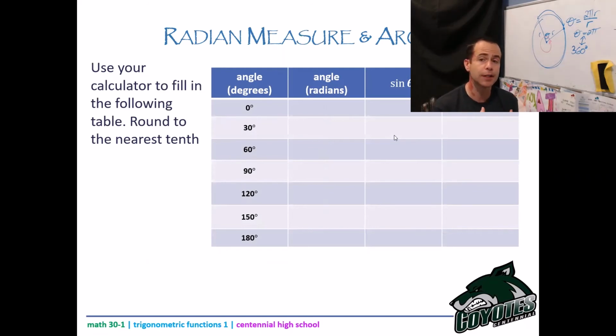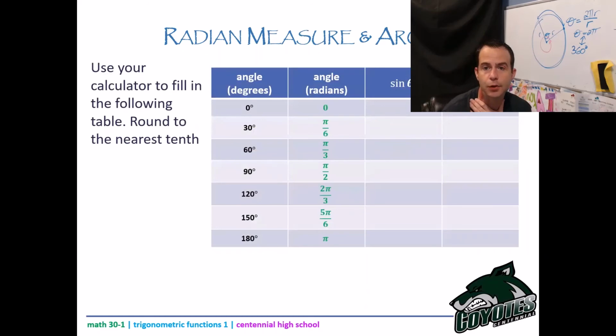But the first thing I want you to do is pause me and take all those angles and convert them to radians, okay? Just go to 180 and then we can follow together. Okay, and so this is the one you should have gotten for that. So 0 is 0, 30 is pi over 6, pi over 3 for 60, 90 is pi over 2, 120 is 2 pi over 3, 150 is 5 pi over 6, and 180 is pi.